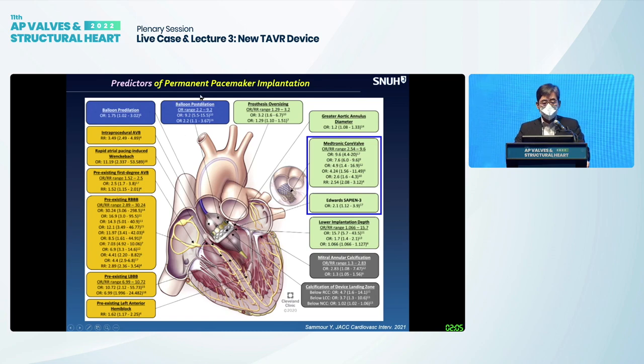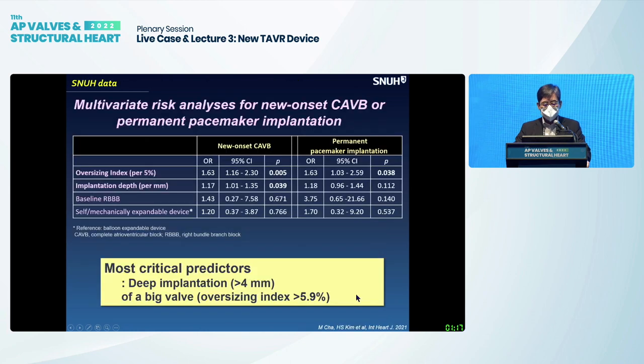To summarize, predictors of pacemaker implantation after TAVI: here are the ECG factors, intraprocedural AV block, AV conduction delay with rapid atrial pacing, pre-existing first degree AV block, pre-existing RBBB, and left anterior hemiblock. Here are procedural factors, pre-ballooning and post-ballooning, oversizing the device. Medtronic CoreValve is worse than Edwards Sapien valve. And deeper implantation. An additional factor that we neglected is mitral annular calcification and calcification at the device landing zone.